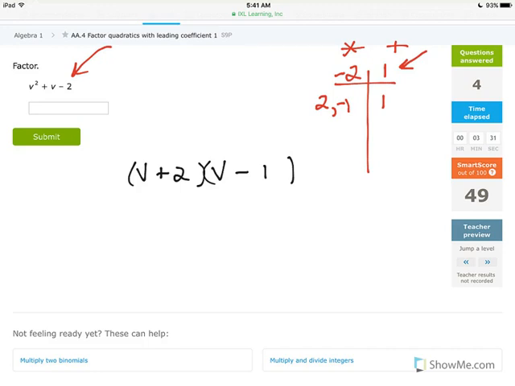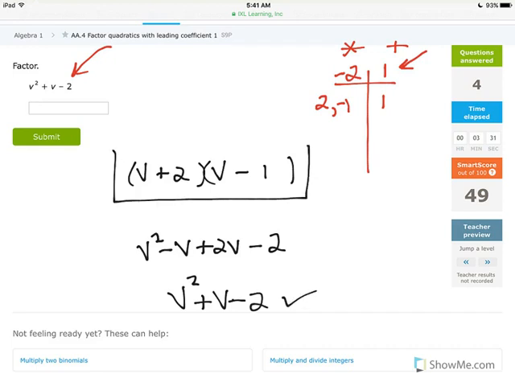And again, check it by remultiplying even if you do it mentally. So v times v is v squared. V times the negative 1 is negative 1v. 2 times the v is 2v. And 2 times the negative 1 is negative 2. And if you simplify your two middle terms, you get v squared plus 1v minus 2, which is what we were looking for. So that checks out. And this should be your answer that's going into the answer box.